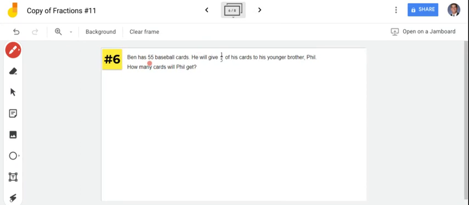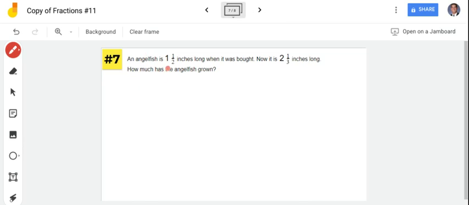Number 6, Ben has this many baseball cards, and he'll give 1/5 of, which is a math word for multiply, 1/5 of his cards. How many cards does he have? 55. So basically, you want 1/5 of 55. What is 1/5 of 55? And that will be how many cards that Phil got.